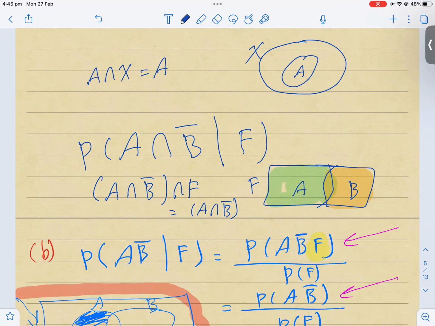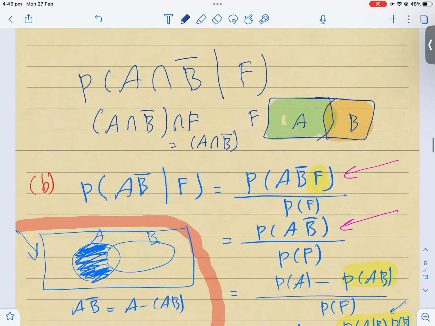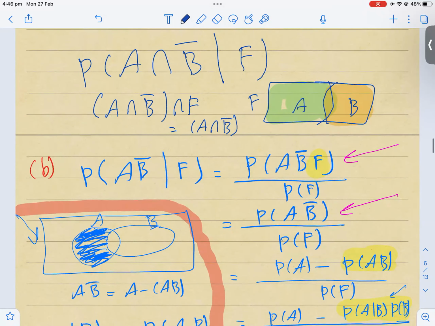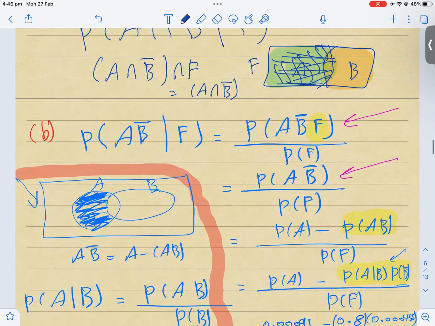Do you understand? Did you get the idea? Okay. All right, so for the same reason, A B bar is like, here is the A, and here is the B bar again. Actually this part. So that's why it's the subset of F. So the intersection can be eliminated. The intersection of F can be eliminated.